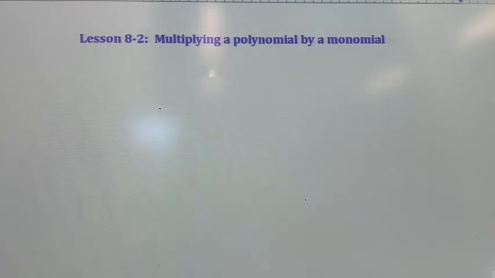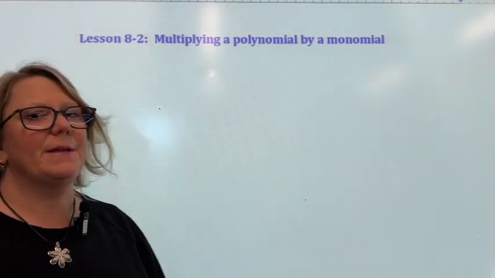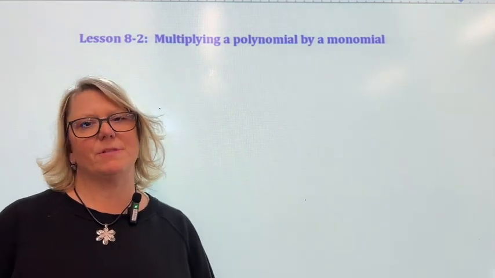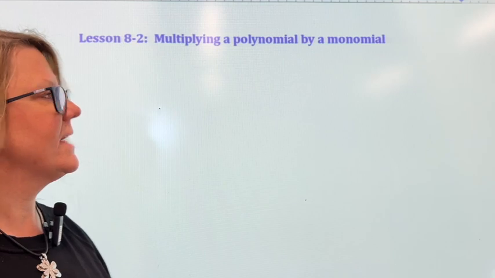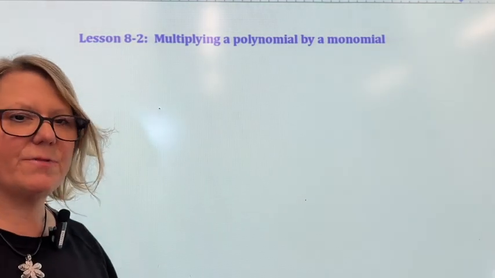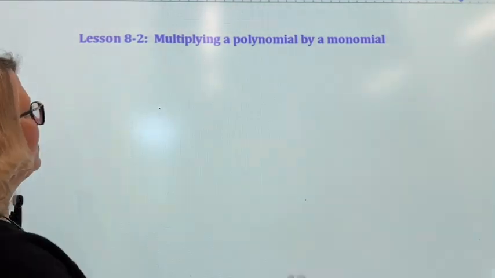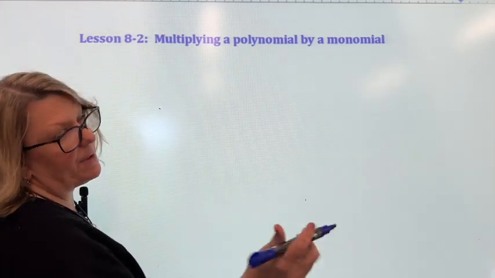All right, guys, today we're doing lesson 8.2, where we're going to be multiplying a monomial times a polynomial. It's pretty straightforward. You can also say a polynomial times a monomial. So let me just refresh your memory on the distributive property. You guys have been doing distributive property for a long time.